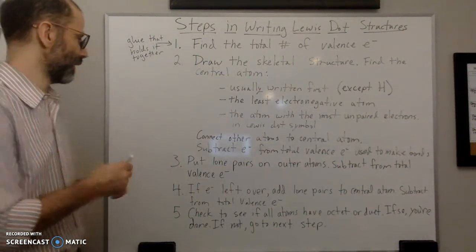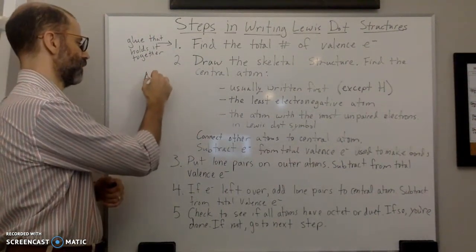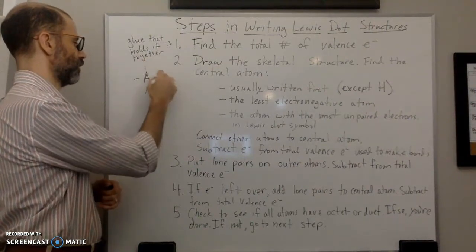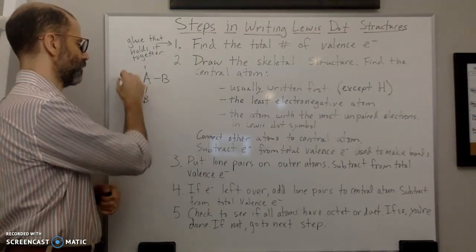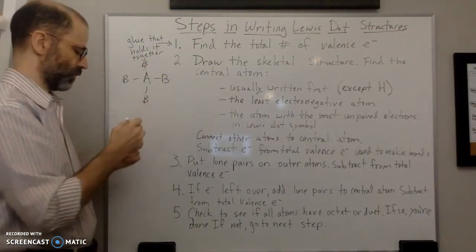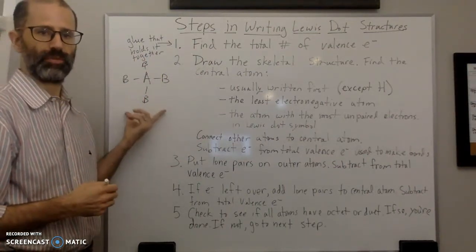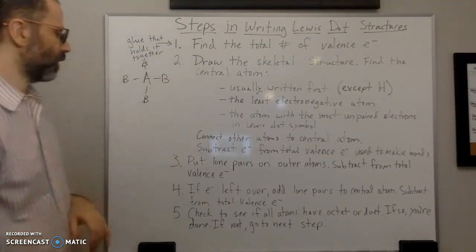And then you can draw a line. So like this, you have A, and this might be my central atom. I have a B here, a B here, a B here, and a B here. So that would be something like that. This would be my skeletal structure.